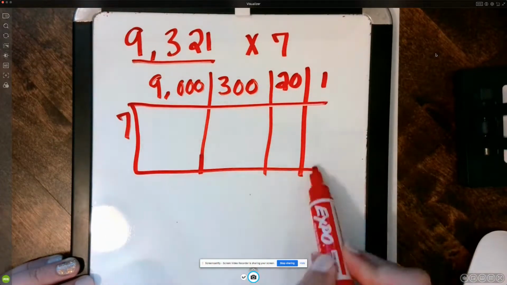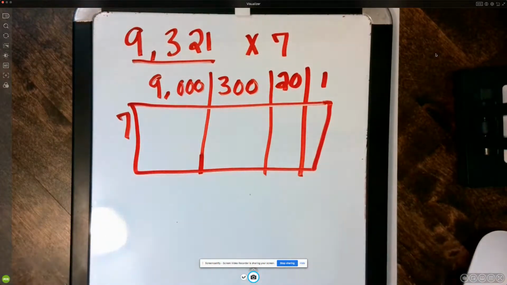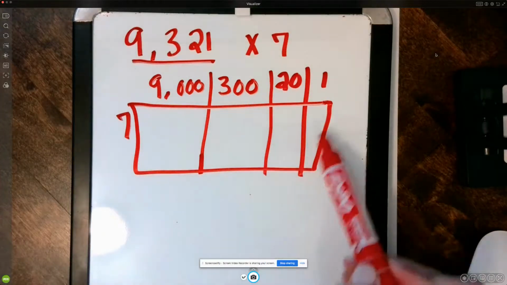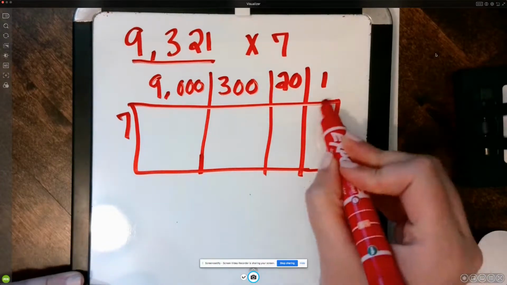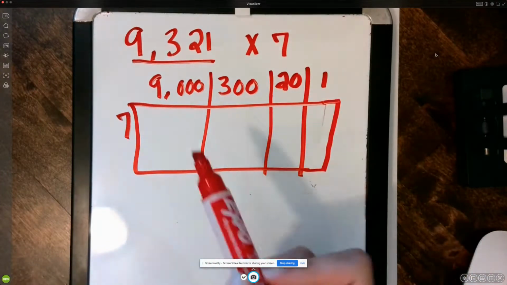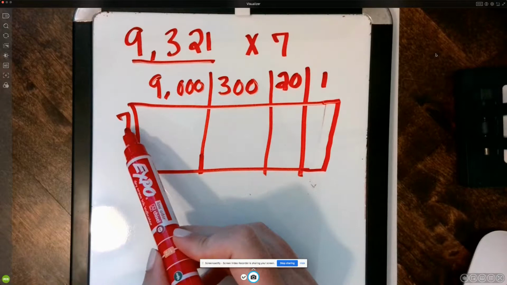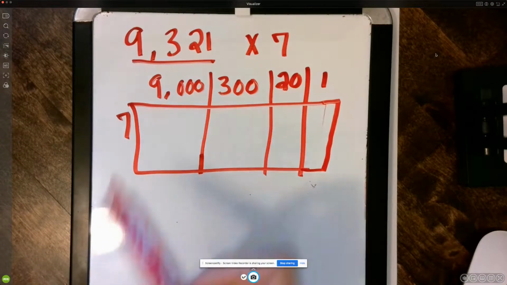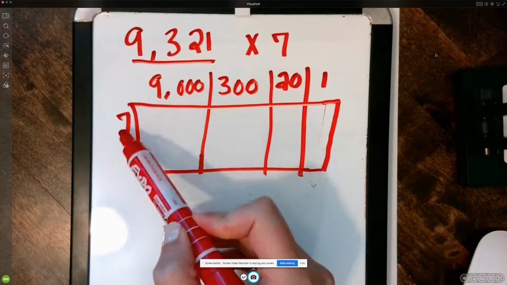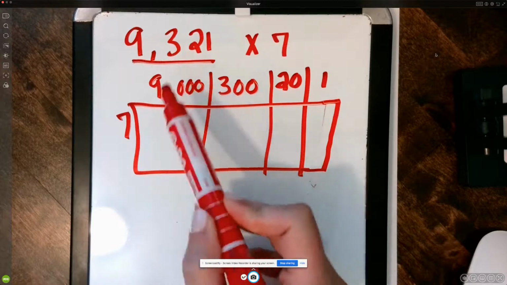So now I draw my area model, okay? And I just multiply across. So you can start here, you can start at the end. See if I can make my box a little bit prettier there. It doesn't really matter. So 7 times 9,000. Remember our trick when we're multiplying by tens, hundreds, thousands? You can multiply the actual whole number digit and then add how many zeros are in that.